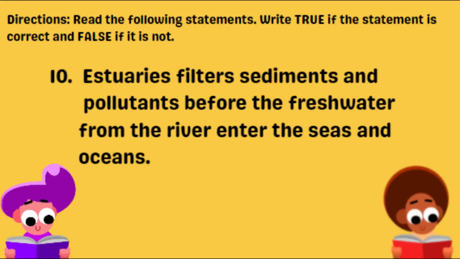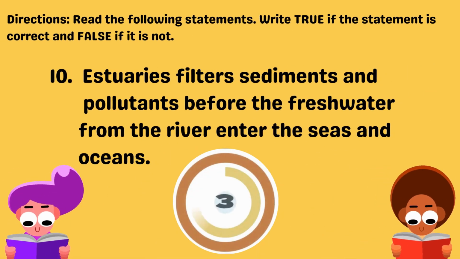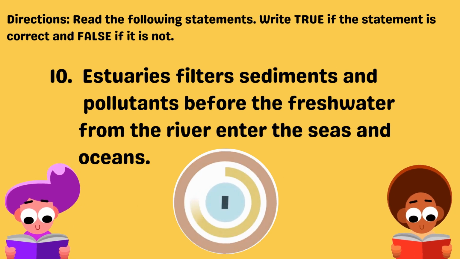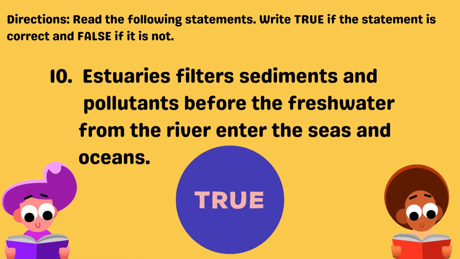Number 10. Estuaries filter sediments and pollutants before the fresh water from the river enters the seas and oceans. And the correct answer is true.